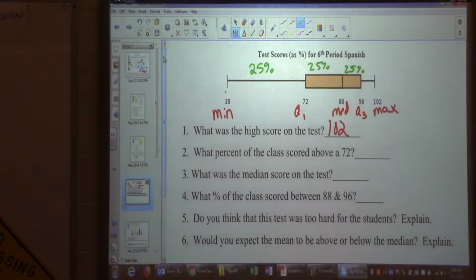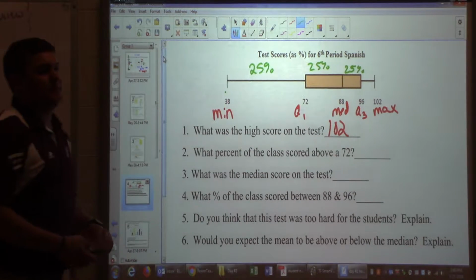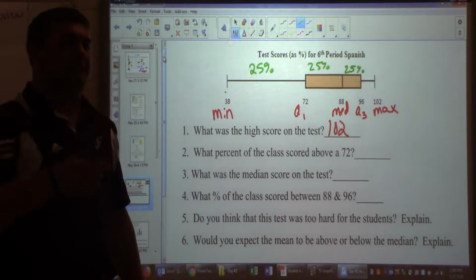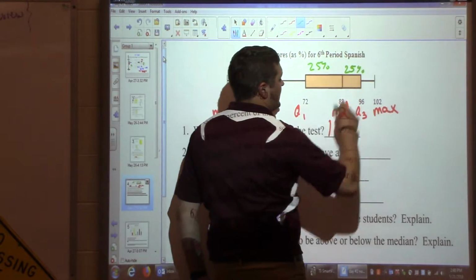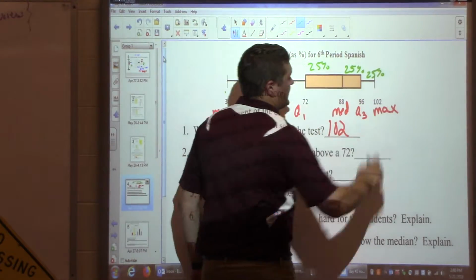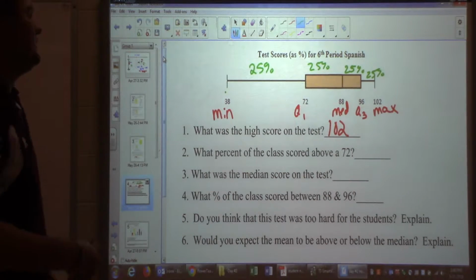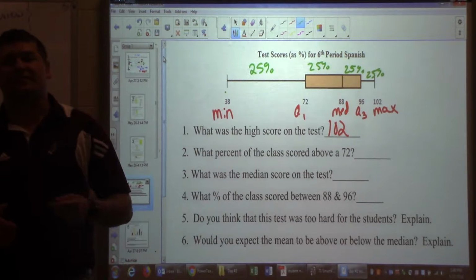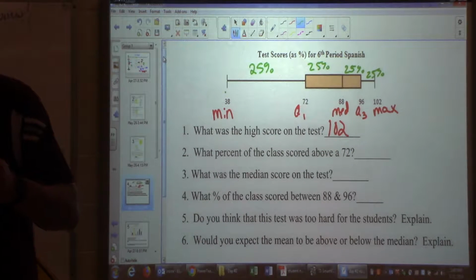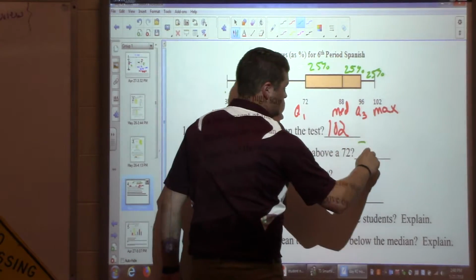Alright, so between the minimum and the lower quartile is 25%. Between the lower quartile and the median is 25%. Between the median and the upper quartile is 25%. And between the upper quartile and the maximum is 25%. It's broken up into quartiles, quarters, so 25% of my data between each one. So now if I ask you, what percent of the class is above a 72, you would say? 75%. Because I have 25, 25, 25.